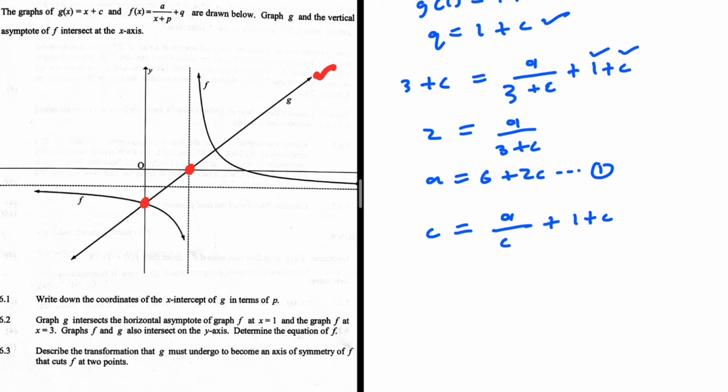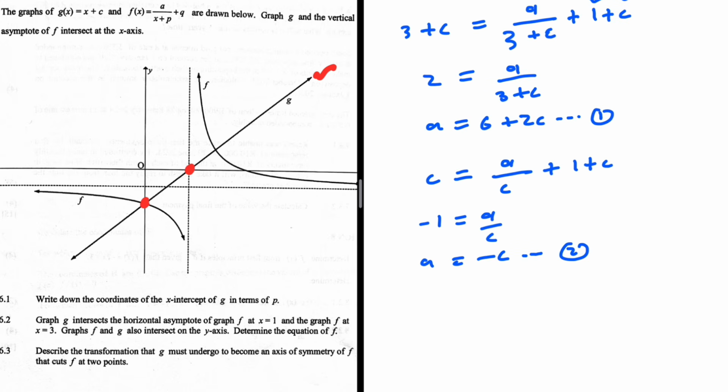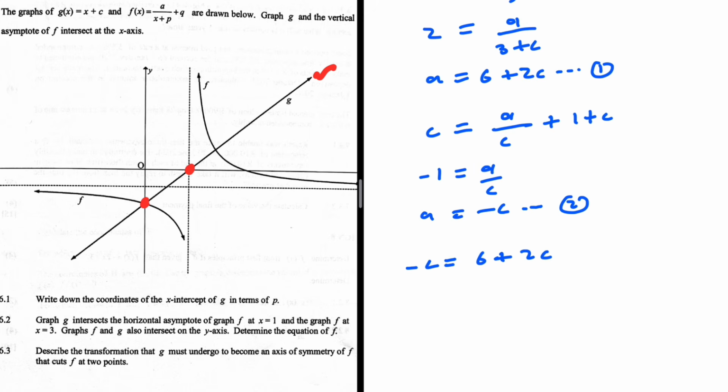So when you look at this, if we take 1 plus c to the left-hand side, we get minus 1 is equal to a over c. So a is equal to minus c. This looks like an equation 2. So now I can say that minus c is equal to 6 plus 2c.